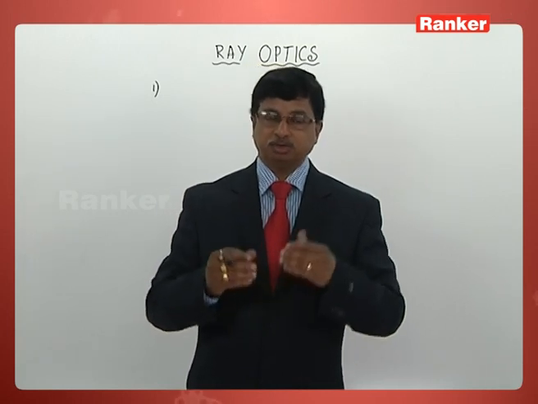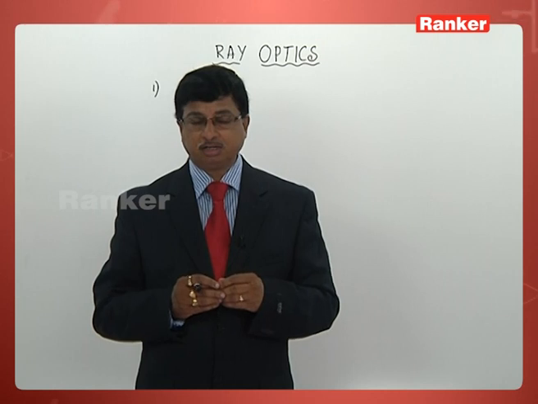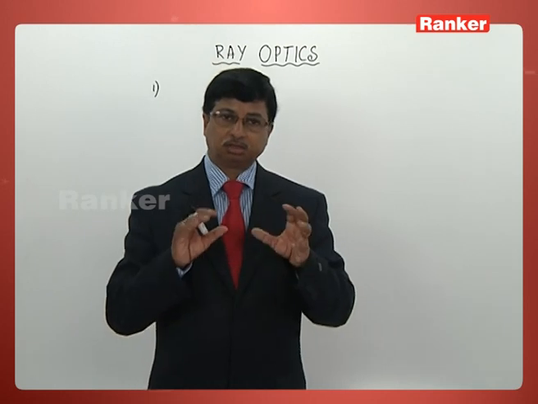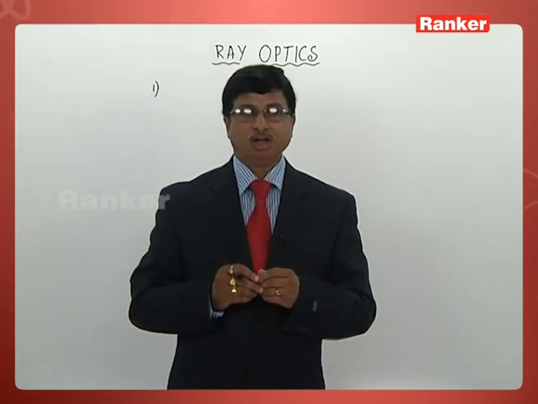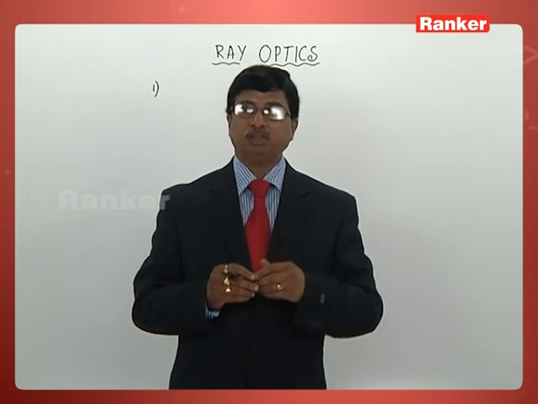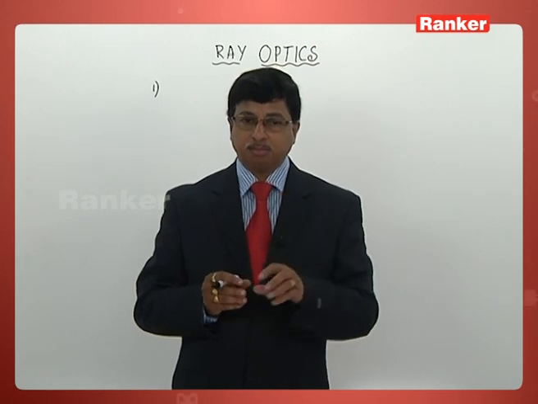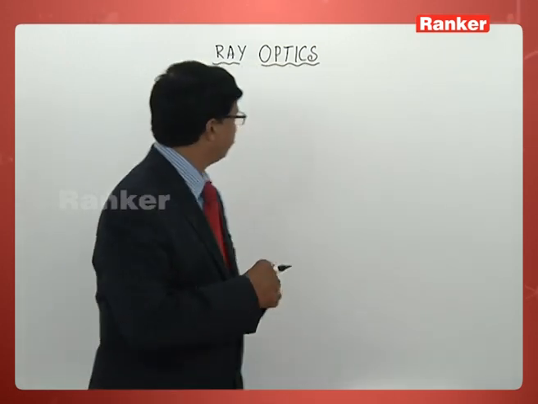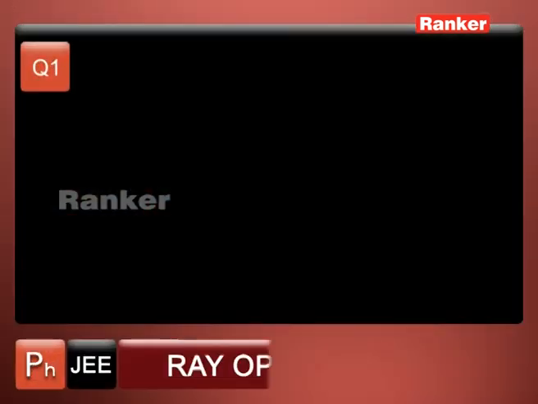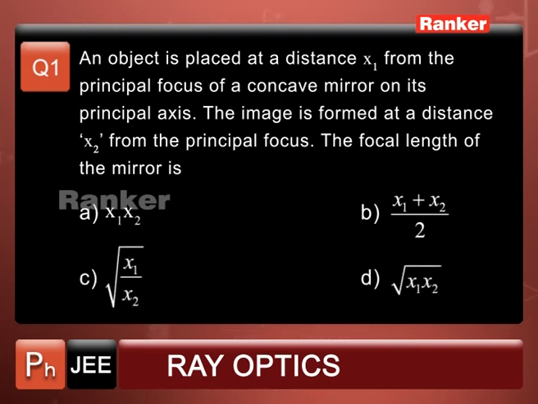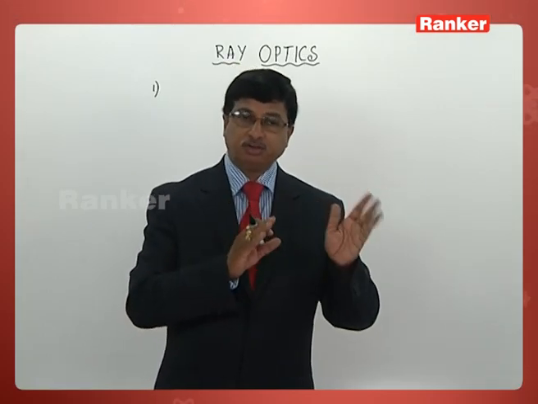I am doing some of the questions one after the other, and I will read out each question, and we are going to discuss the important features related to it, and we shall directly work out every number one after the other. Let me just take the very first problem. The first problem says an object is placed at a distance x1 from the principal focus of a concave mirror on its principal axis. The object is placed at a certain distance, fine.